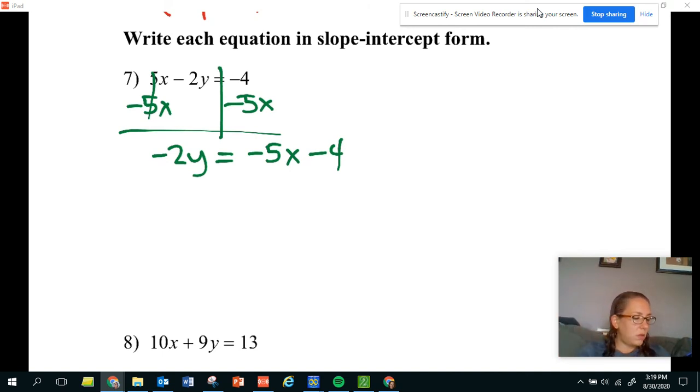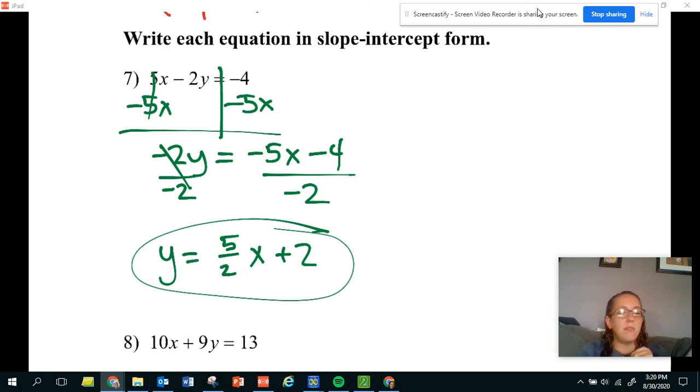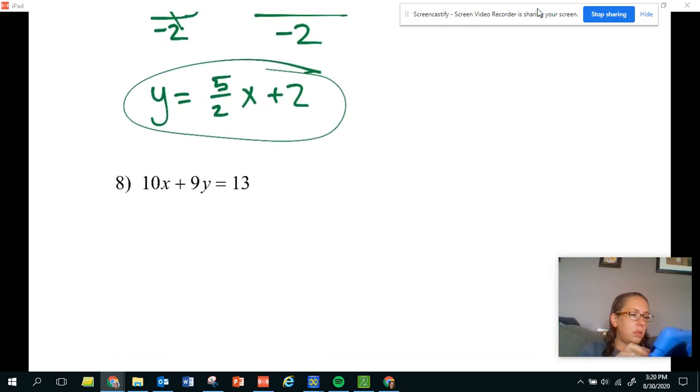Then I'm going to divide everything by negative 2. So you have to divide everything by negative 2. This side it'll cancel. And negative 5 divided by negative 2 does not divide evenly, so I'm going to keep that as a fraction. But the negatives do cancel each other out. So it's just 5 halves x. And then negative 4 divided by negative 2 is just positive 2. Once you have the y by itself, you are done. So I'll do one more.